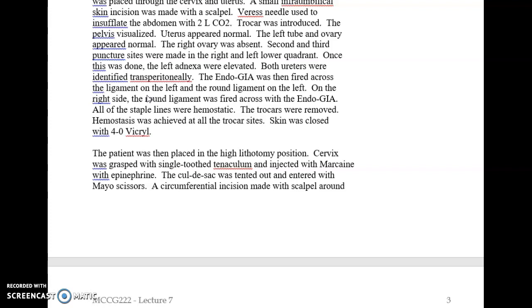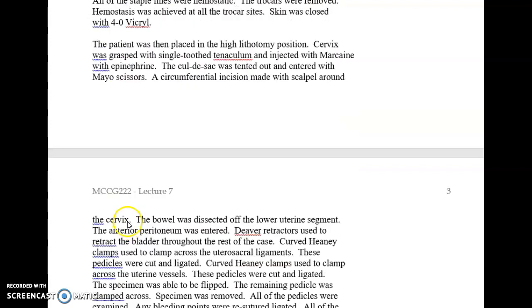They are doing a visual of the intra-abdominal and pelvic area to see if there's any adhesions from previous surgeries that they need lysed. And then at this point, they actually take the round ligaments and they then destroy them. So where it's talking about the round ligament was fired across with the endo-GIA, that's actually staples that are doing the destruction.